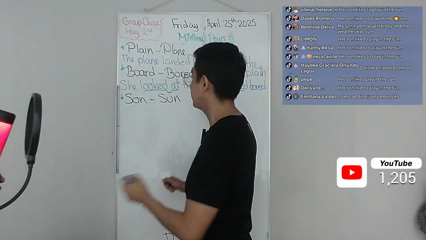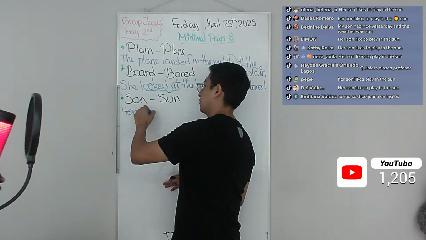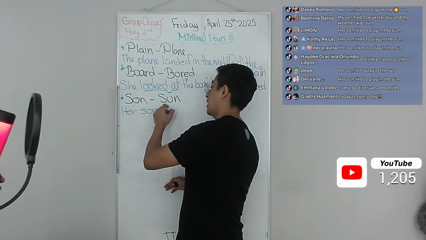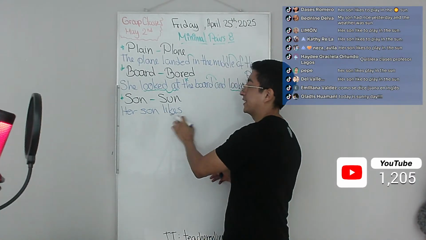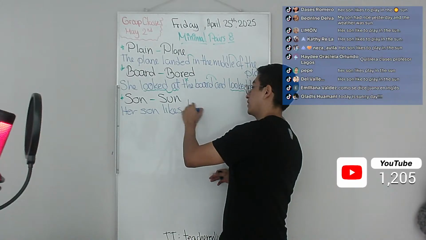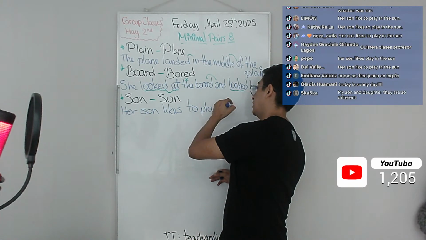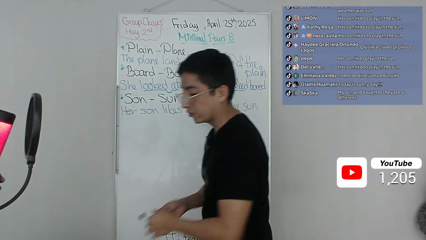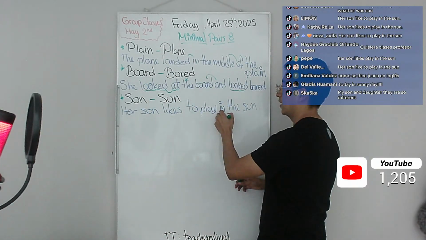Okay, let's write it down. Her son likes to, remember, third person, we use likes to play in the sun. So try to use this a lot, guys. Okay. I like to walk in the sun.